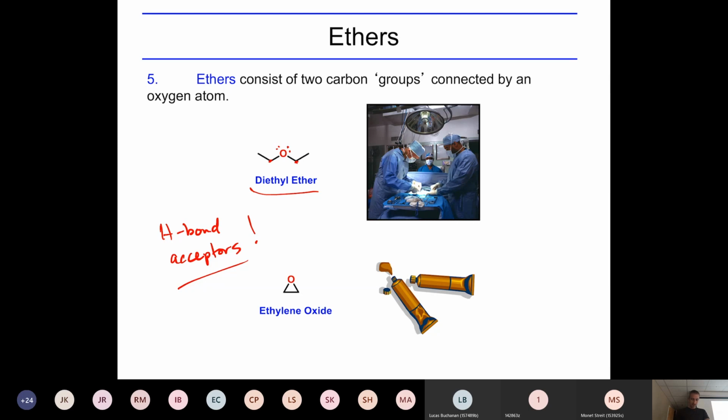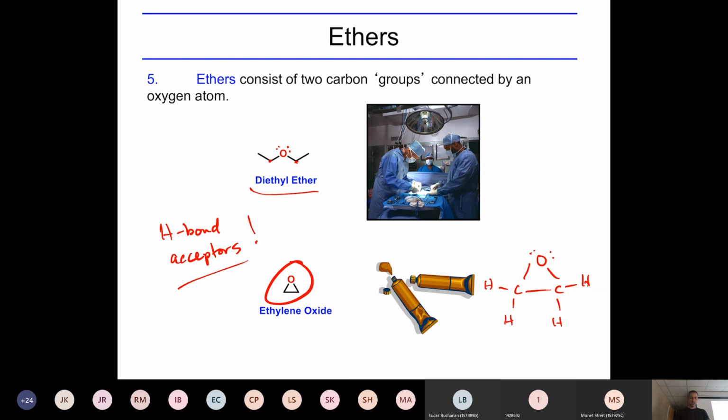Ethylene oxide is another one. This is kind of a funny one. It's a ring. And just think about that molecule for a minute, right? I'm going to redraw it over here on the side. We have a carbon, carbon, oxygen, lone pairs on the oxygen. Each of these carbons has 2 hydrogens.